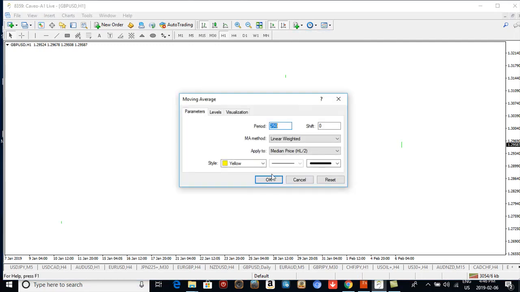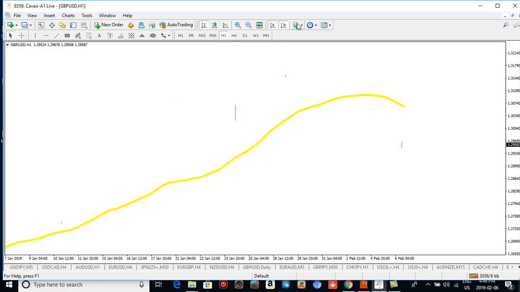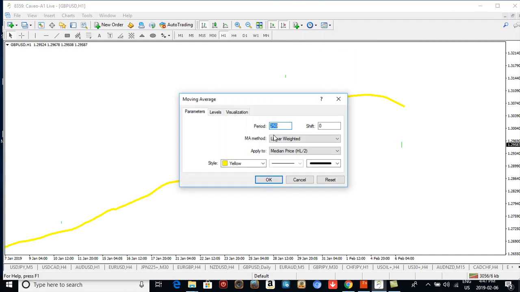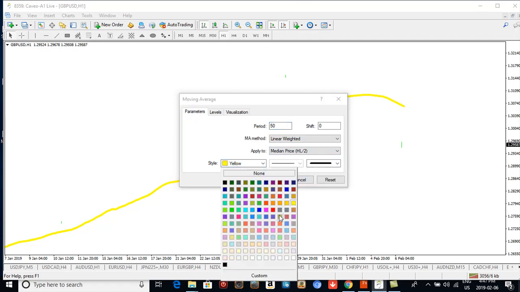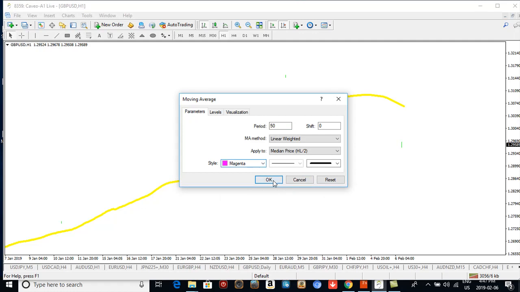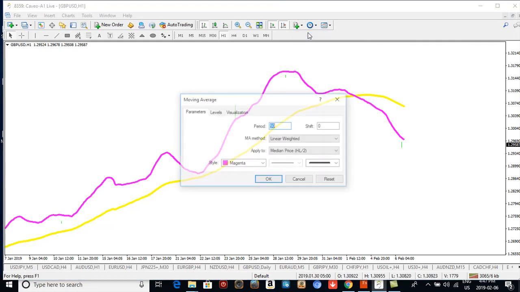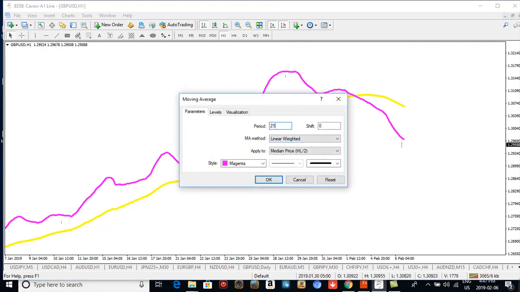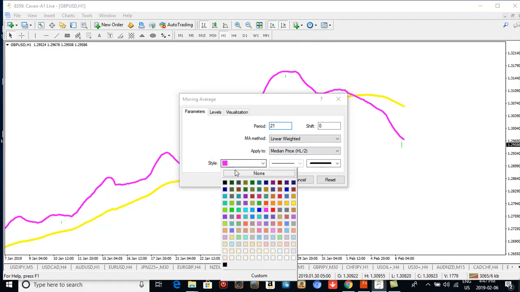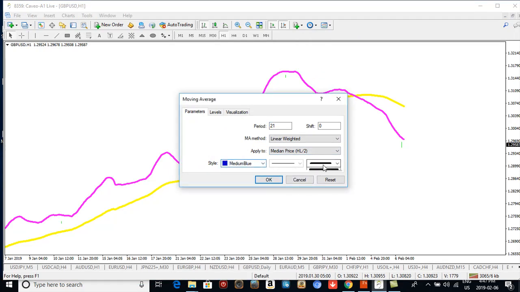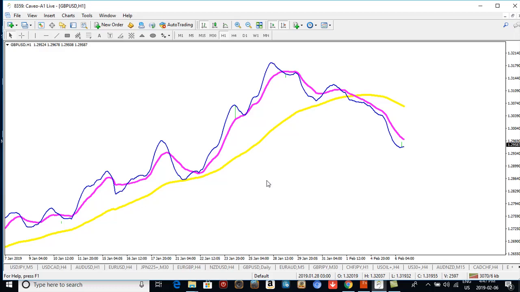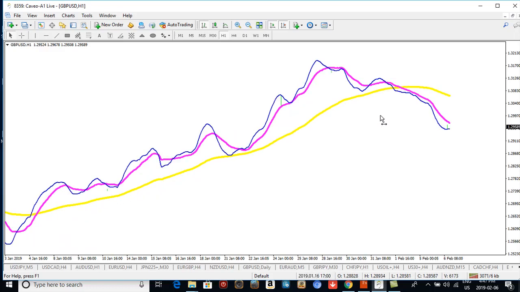So we're going to go with the 250 moving average like this, and we're going to go with the 50. We use linear weighted, medium price. So we're going to go with this one. We're going to take this pink color, then we're going to use the 21 moving average, and we're going to use the blue, and we're going to put the center. Okay, how would this work?